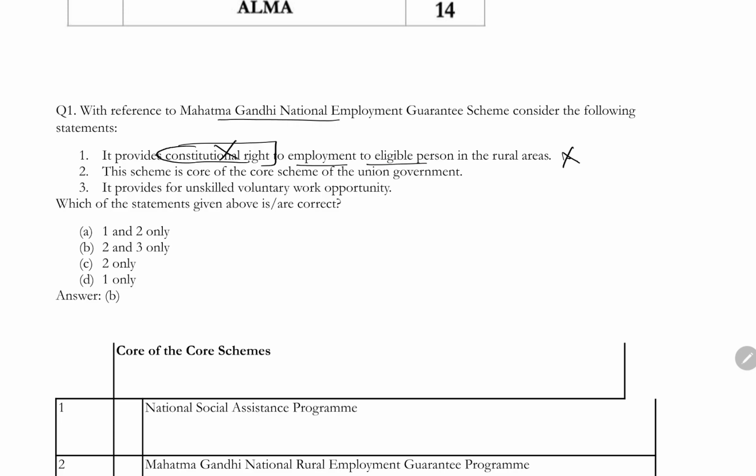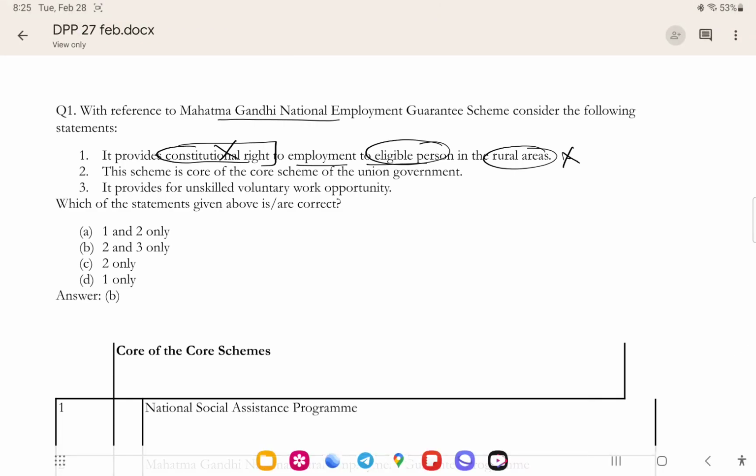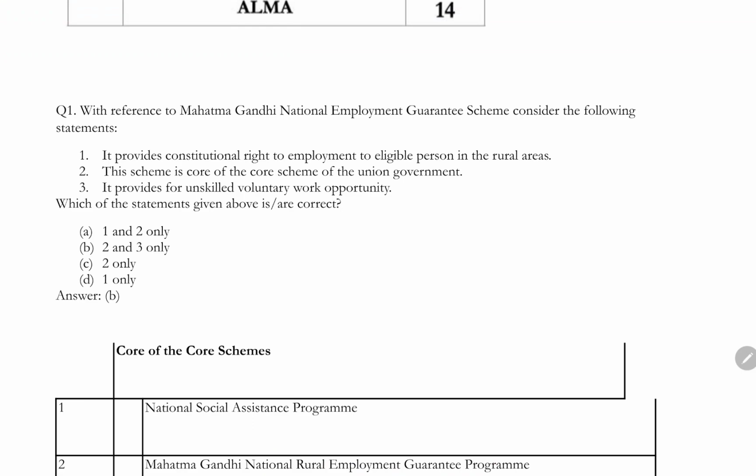So this statement is incorrect, because the Mahatma Gandhi National Employment Guarantee Scheme provides employment to rural area people, but it is not a constitutional right. Even in our Constitution there is no provision regarding employment, meaning there is no guarantee regarding employment. So this you should know. But even though, Article 16 talks about equal opportunity regarding employment.